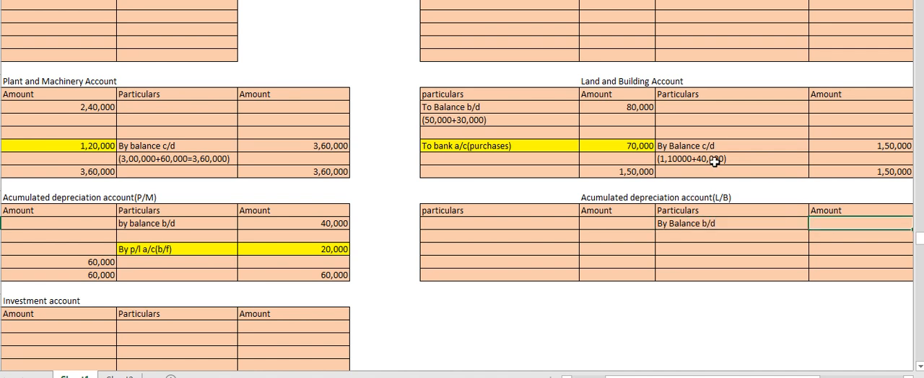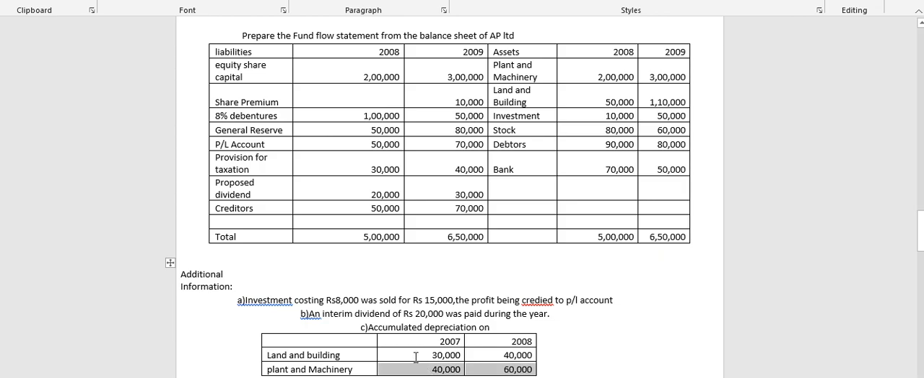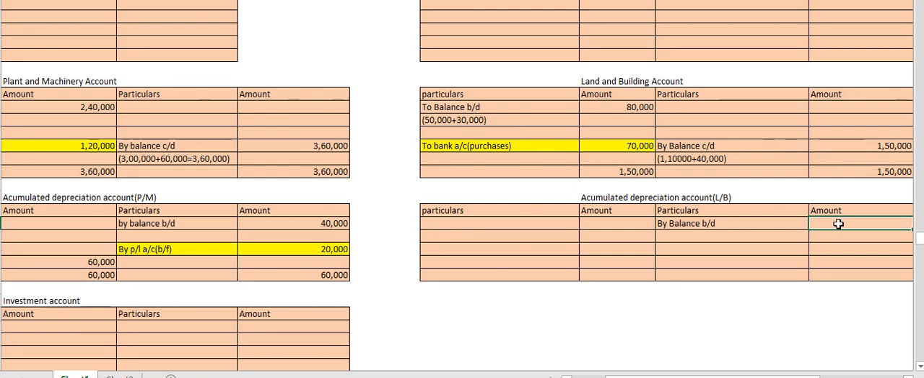The amount for the previous year is 30,000, and for the current year it is 40,000. So the opening balance is 30,000 and the closing balance is 40,000. By balance brought down 30,000, to balance carried down $40,000.